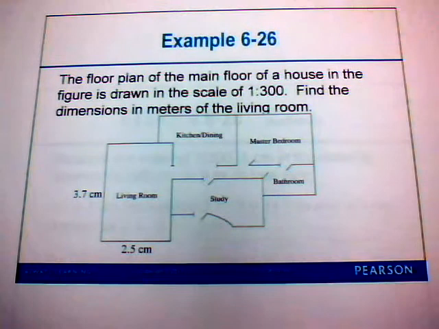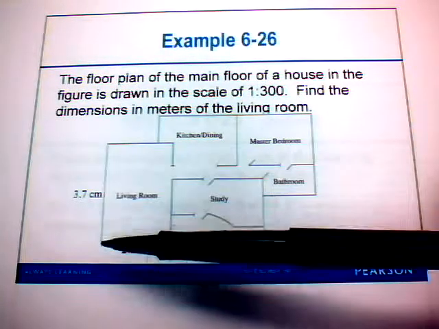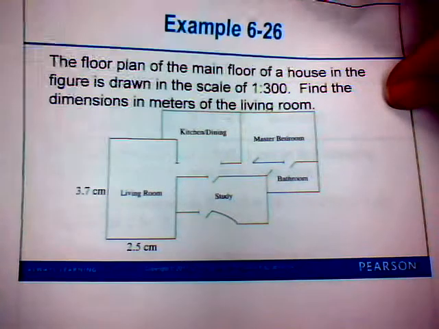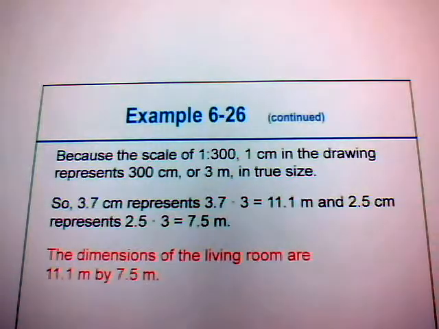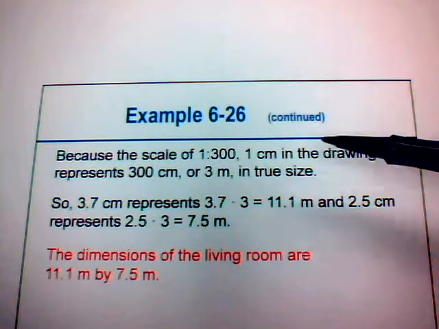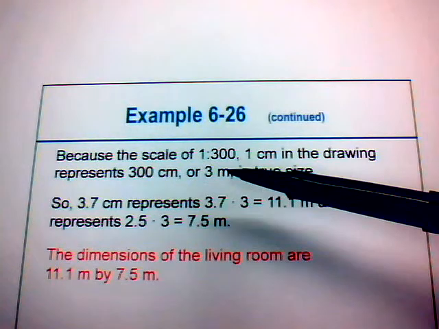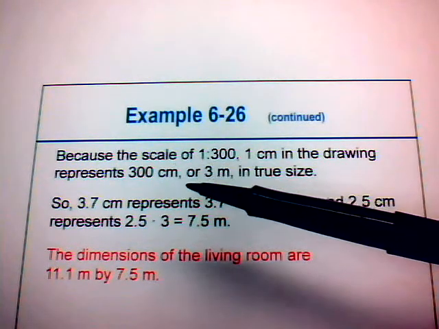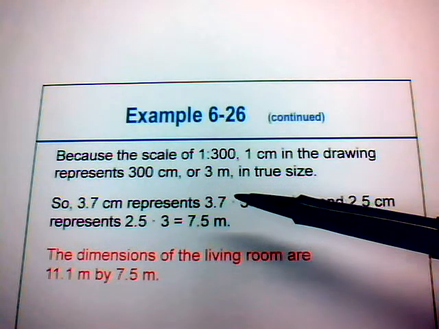So here's the living room, and this is 2.5 centimeters, and this distance is 3.7 centimeters. We want to find the dimensions of that living room based on this scale of 1 to 300. The scale of 1 to 300 means that 1 centimeter in the drawing represents 300 centimeters, or 3 meters, in true size. The 3 meters comes from 300 centimeters divided by 100 centimeters in a meter.